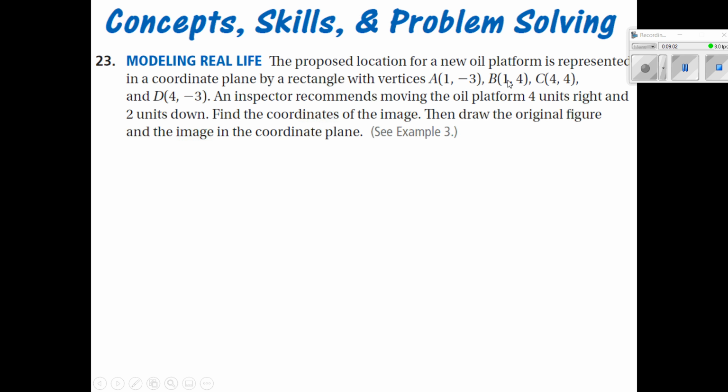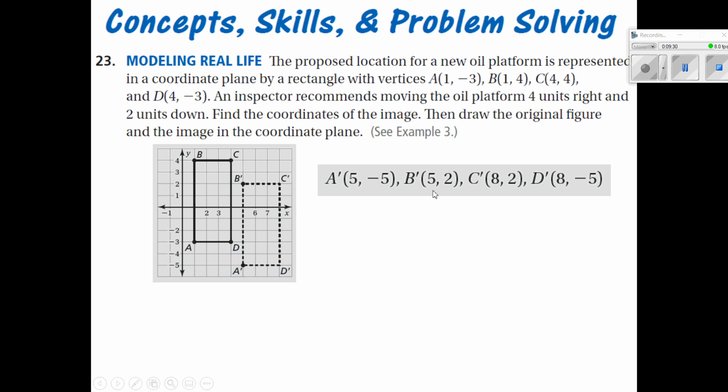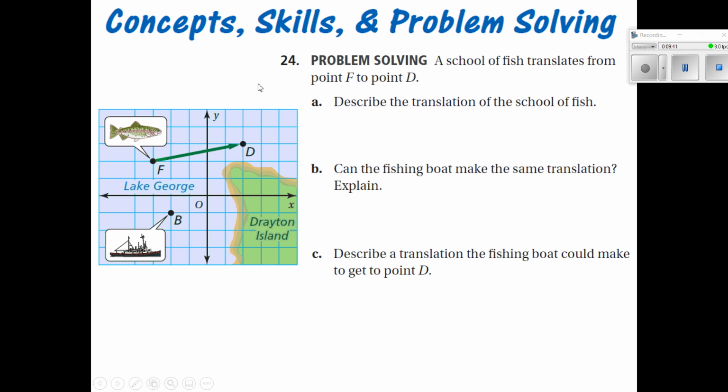4 units to the right will make this 5. And 2 units down will make this 2. 4 units to the right will make this 8. And 2 units down will make this 2. 4 units to the right will make this 8. And then 2 units down will be negative 5. So there's our new coordinates. Okay? (5, -5), (5, 2), (8, 2), and (8, -5). That's what our new image is going to look like. Number 24 is for you to do.